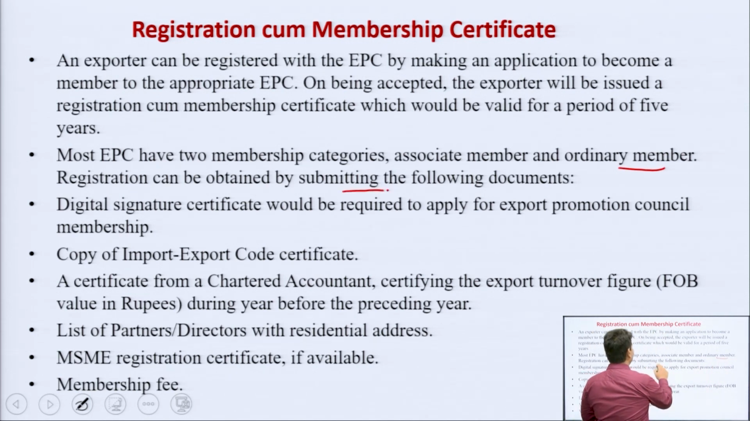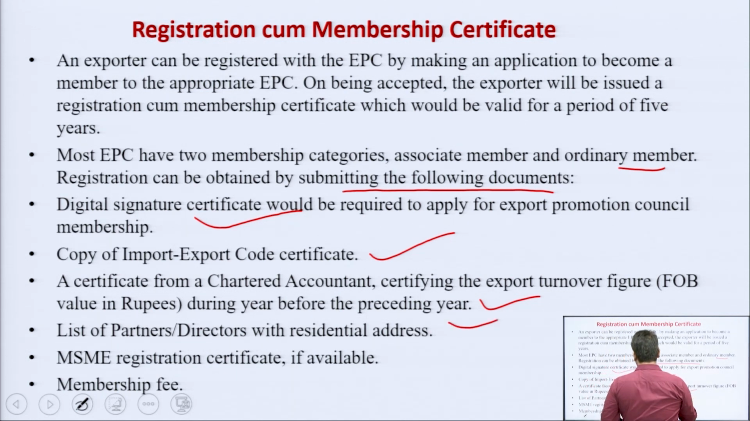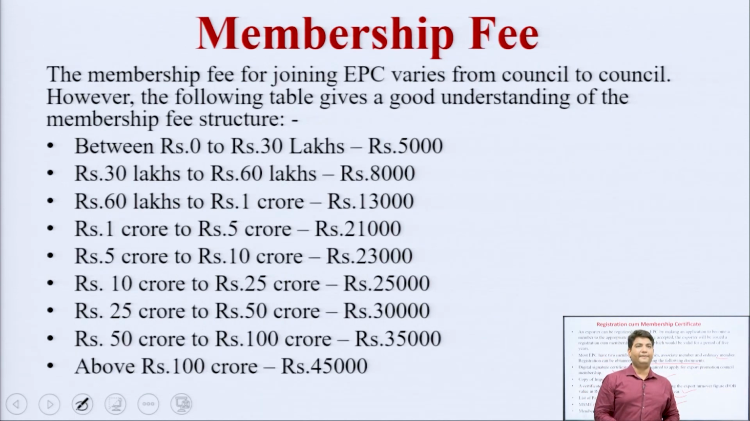Registration can be obtained by submitting the following documents. A digital signature certificate would be required to apply for Export Promotion Council membership, a copy of the Import-Export certificate, a certificate from a chartered accountant certifying the export turnover figure, FOB value in rupees during the year before the preceding year, a list of partners or directors with residential address, and an MSME registration certificate, if available. The membership fee also needs to be paid.